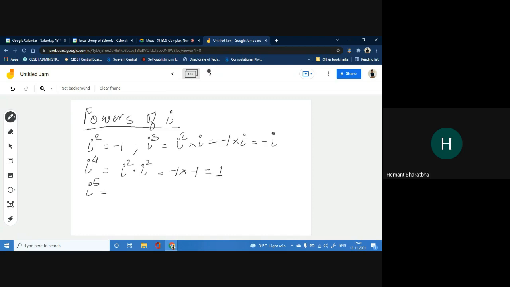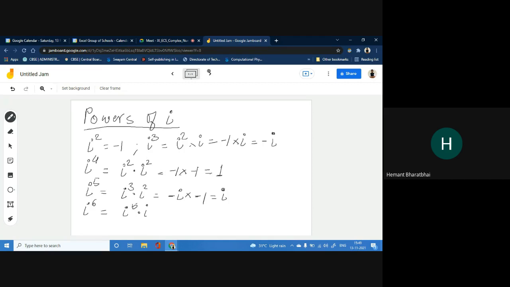Now, suppose if I write i raised to 5. So this i raised to 5 can be written as i cubed into i square. Now i cubed is nothing but, we just saw, minus i, and i square is nothing but minus 1. So minus 1 into minus i, that is going to give me plus i.